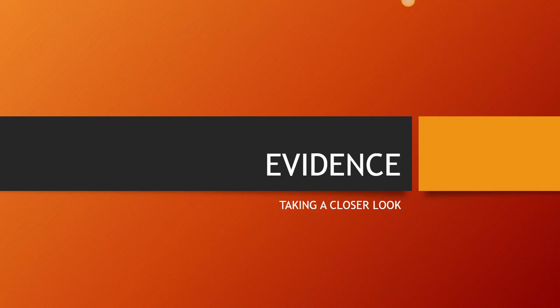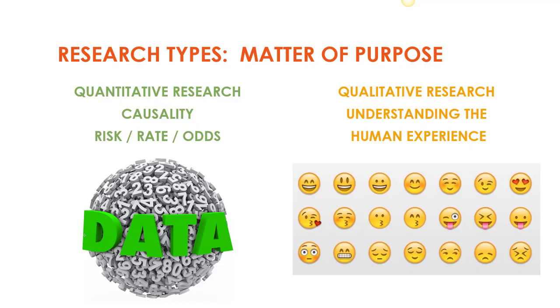Hello everyone, this module is about taking a closer look at the evidence. When we talk about the evidence, aka the research studies you find in the literature, it is comprised of both quantitative and qualitative study designs. The study design should match the research question being asked. If the purpose of the research question is to show an association between variables being studied, the relationship between an exposure and an outcome, then you're looking for a quantitative design.